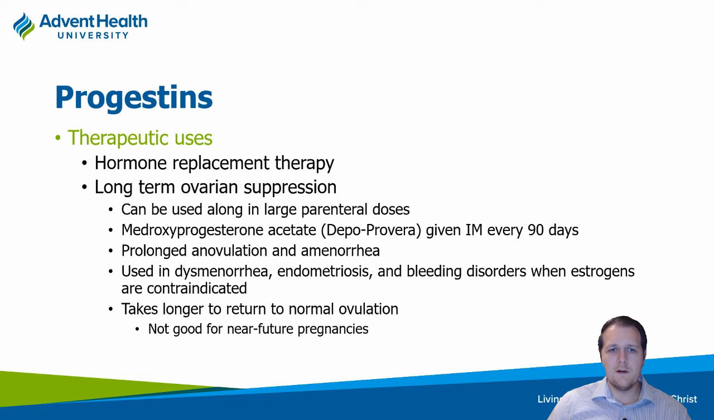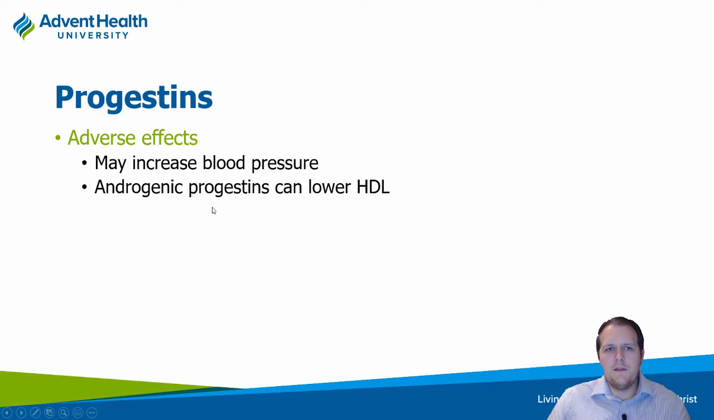Some of the downsides you're going to see, though, is that it does lead to prolonged anovulation and amenorrhea. So this is not great if you have patients who maybe want to get pregnant soon, or they have a certain schedule in mind, because using progestins only usually have a delayed return to ovulation as compared to using a combination of estrogen and progesterone. You may also see some increases in blood pressure, but that really depends on the particular progestin you're dealing with, and those with androgenic activity may have some lowering of the HDL you might find.